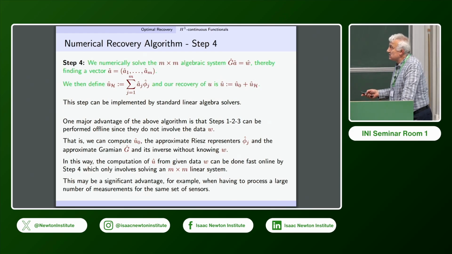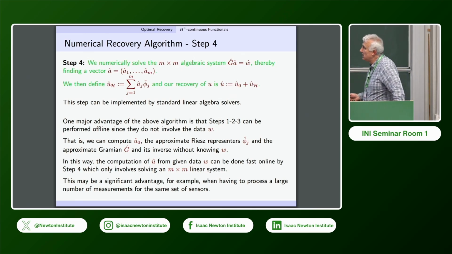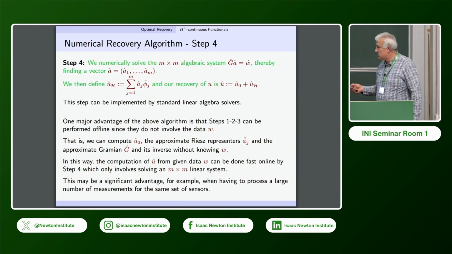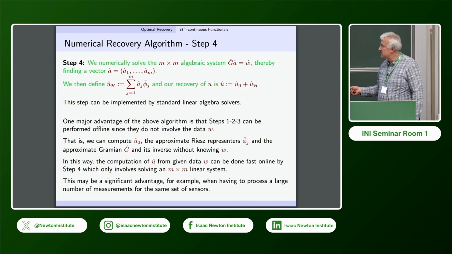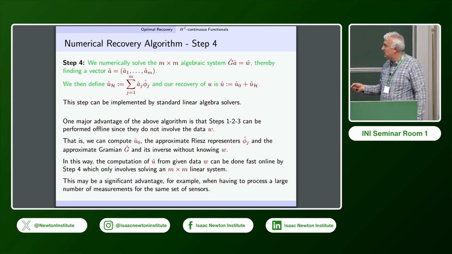So after making this second step, the fourth step is very easy. Once we have the inverse matrix of G hat, we can calculate the solution A simply by solving a system. And the major advantage of this algorithm is that the first 3 steps can be computed without knowing what the data is, and that's why we can compute it for several different elements of the data.